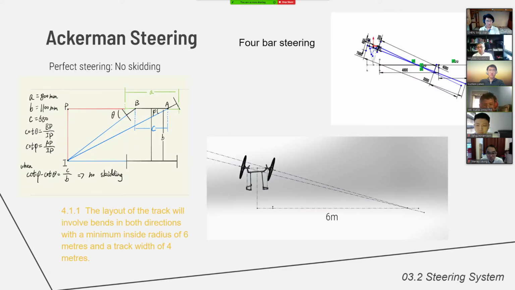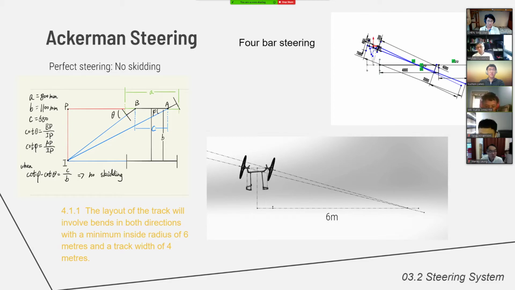Each wheel has its own turning circle. Thanks to the differential box, we can consider the rear wheels as one wheel. To achieve the highest efficiency, the centers of those 3 wheels' turning circles should reach one single point, which is called perfect steering, with no skidding. It satisfies the equation on the left-hand side.